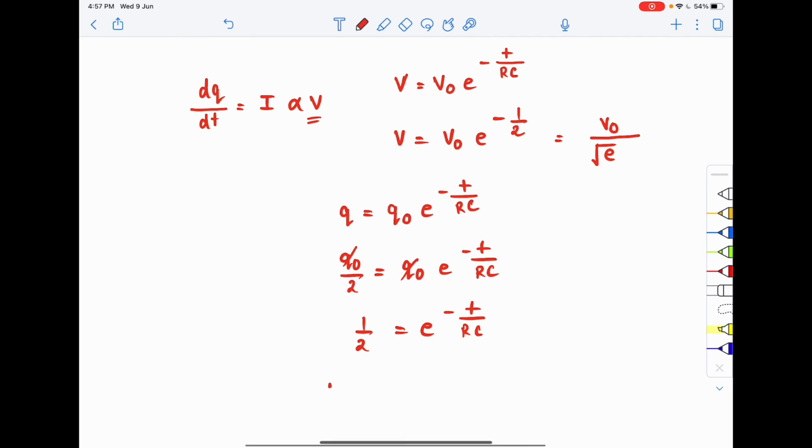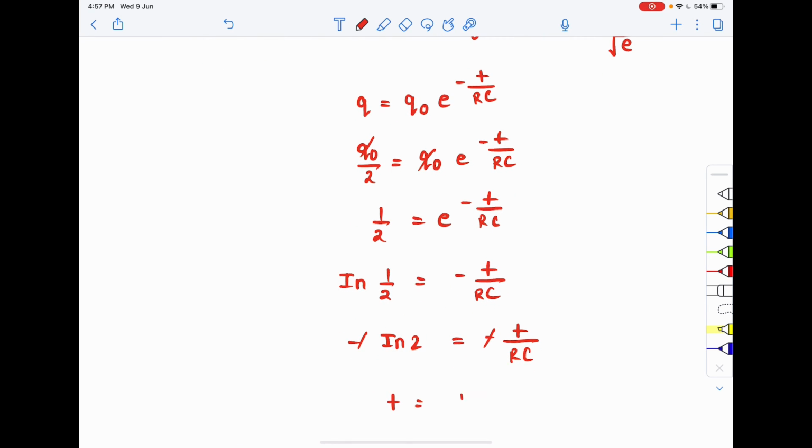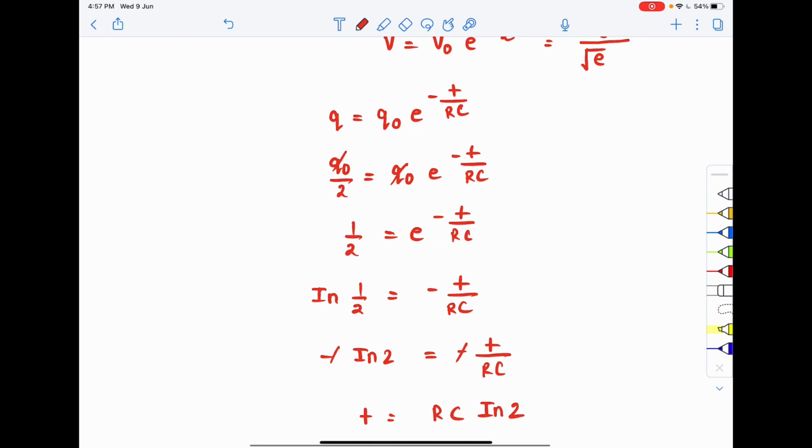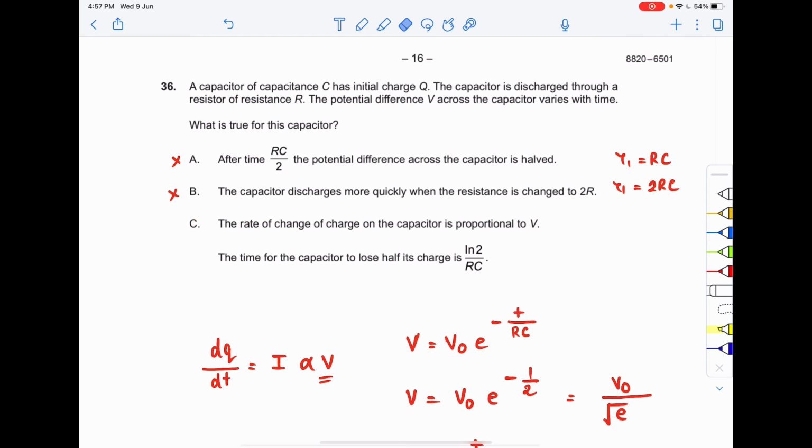So ln of half is equal to minus T by RC, right? So minus ln 2 is equal to minus T by RC. The minus signs cancel. So the time after which the charge on the capacitor becomes half is RC ln 2, not ln 2 by RC. So this is also incorrect.